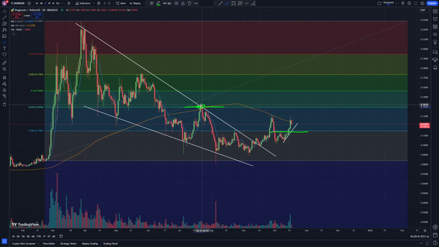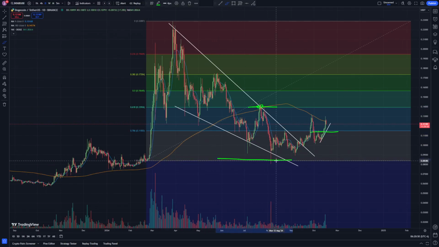as you see right here. They came up into that level right there, and then got rejected and headed down. We found support on the bottom right here, and that's where we bounced to the upside. So that's why I like looking at those Fibonacci retracement levels. And the next one is at 0.139.